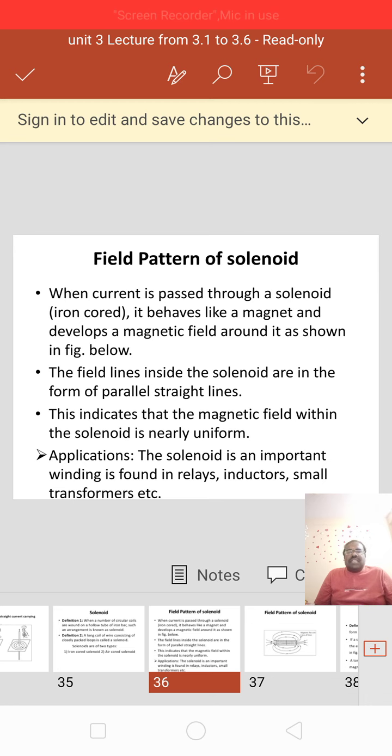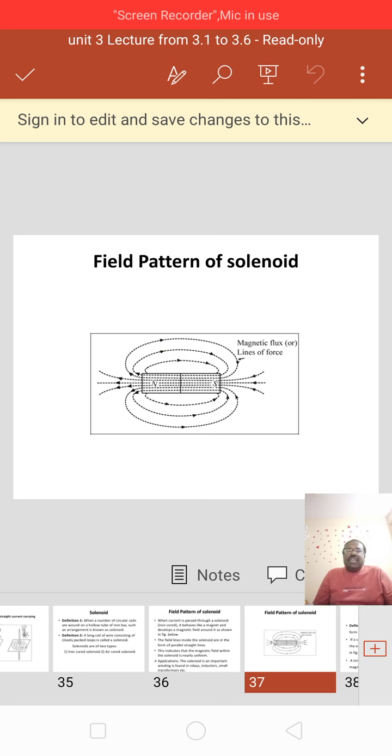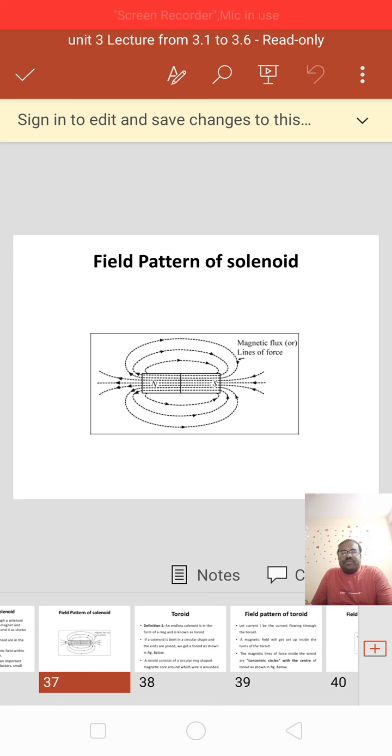This indicates that the magnetic field within the solenoid is nearly uniform. The solenoid is an important winding found in relays, inductors, and small transformers. Now I am showing the solenoid field pattern. See here different lines of force from north to south shown in the figure.